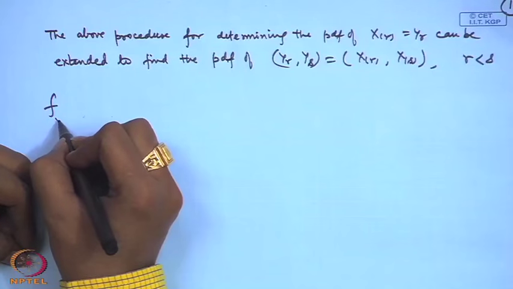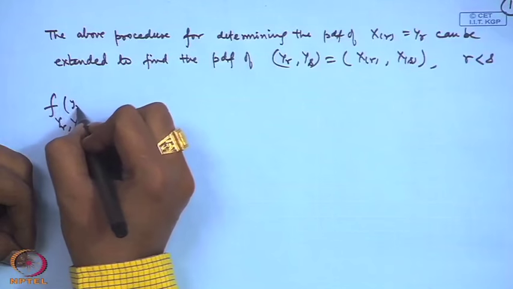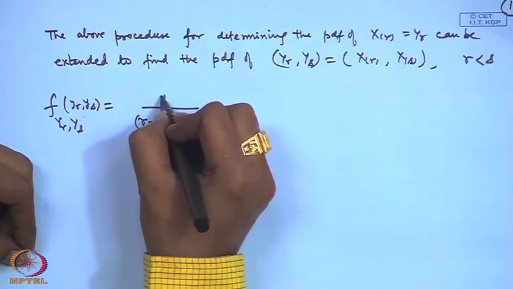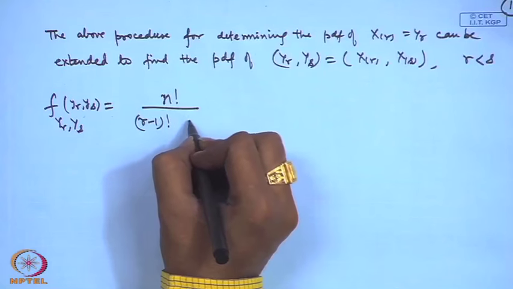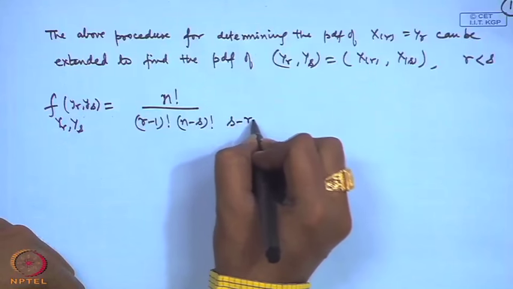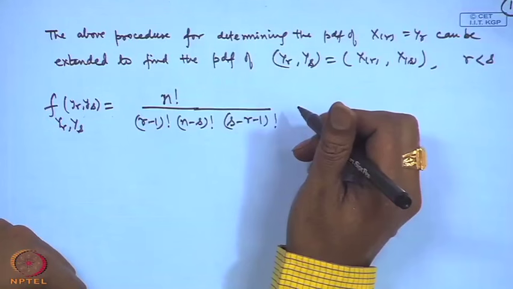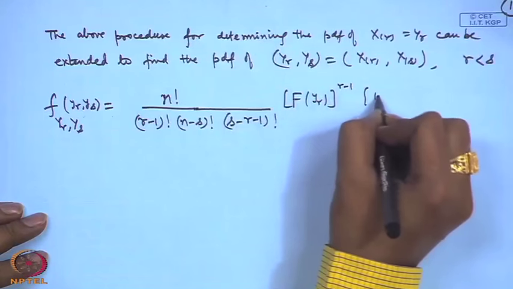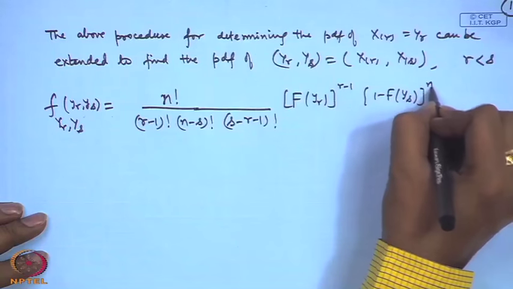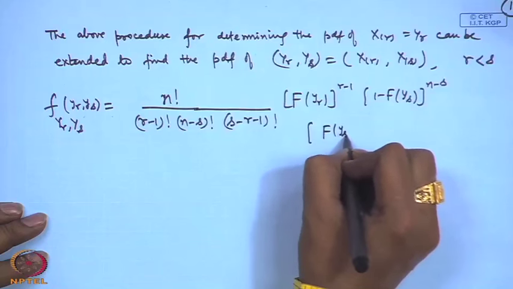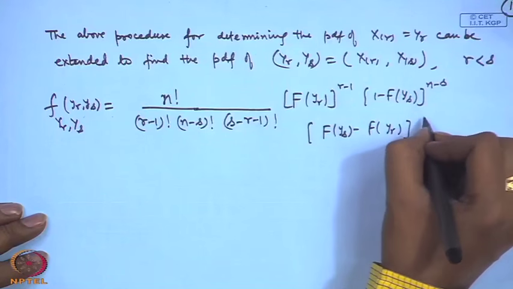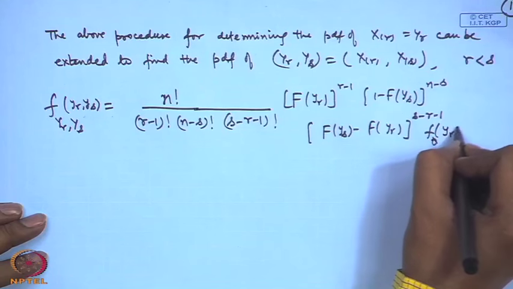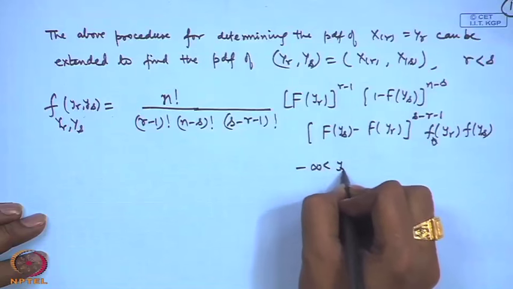So, then this will give me f of y r y s, that is equal to n factorial divided by r minus 1 factorial, and you will have n minus s factorial as I mentioned, and in the middle terms you will have s minus r minus 1 factorial, and then you will have F of y r to the power r minus 1, 1 minus F of y s to the power n minus s, then you will have F of y s minus F of y r to the power s minus r minus 1, f of y r, f of y s, for minus infinity less than y r less than y s less than infinity.